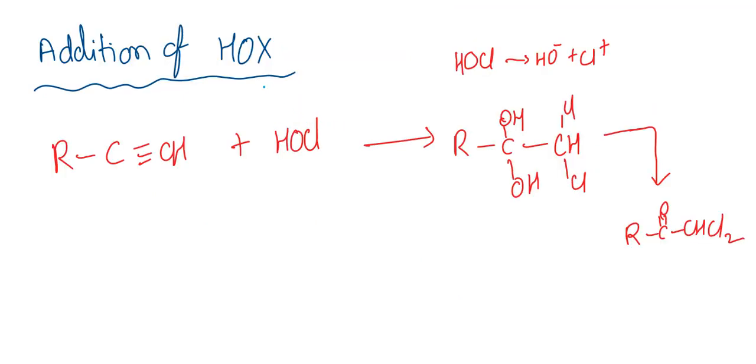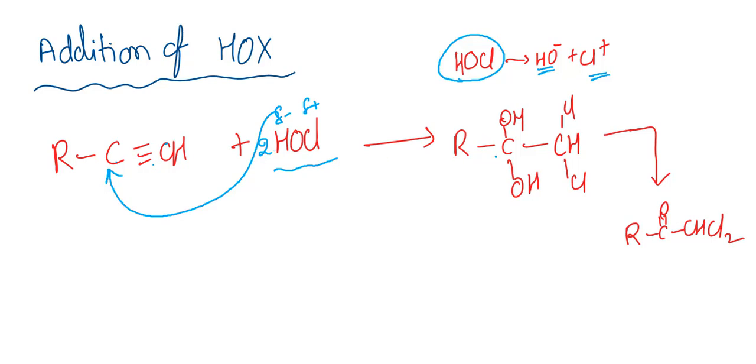Next, addition of HOX. First you have to know that HOX means I can take HOCl. In that, what is the cation and what is the anion, you have to know. So HOX is splitting like this: OH minus and Cl plus. According to Markovnikov rule, the negative particle attacks wherever fewer hydrogens are present. So in the middle carbon, the OH group is attacking. There are 2 pi bonds, that's why 2 moles, 2 times OH and OH.